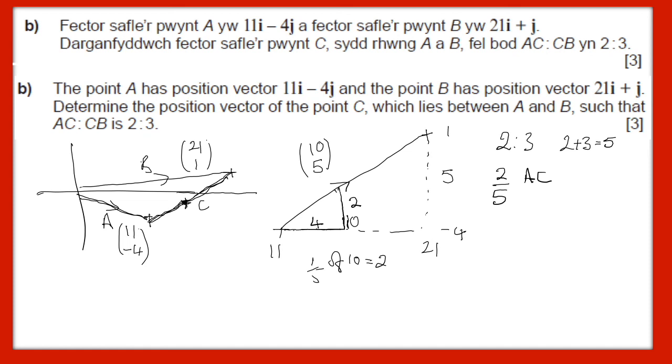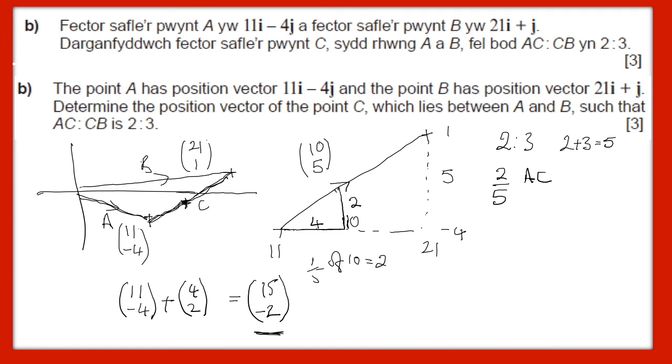So what I'm doing is I'm starting from 11, minus 4. I'm going across 4, so I could do it this way: 11, minus 4, plus 4, 2, because that's my next movement. That gives me 15, minus 2, which more or less fits with my diagram, but diagrams don't have to be fantastic. So it wants the position vector. Now there is the position vector of C.